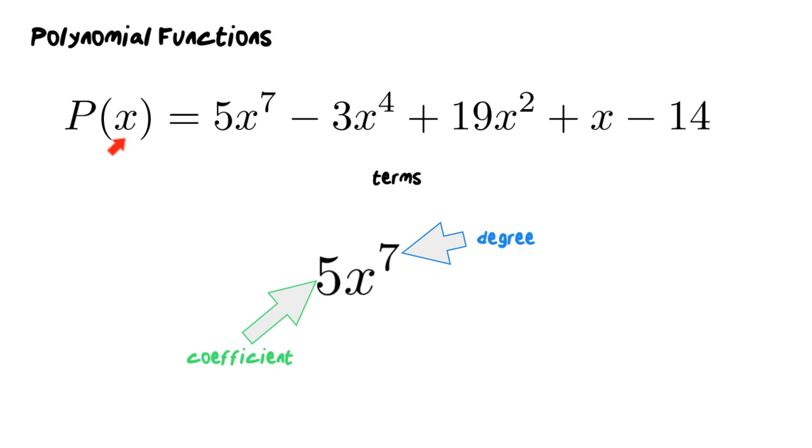So vocabulary, again, the terms are the pieces that make up the polynomial. Within each term, you have a coefficient, which is a number multiplying in front, the factor multiplying in front, and the degree is the power of x for that term. The degree of the entire polynomial is the highest power of x, so the highest degree of any term. So in this case, it would be 7.